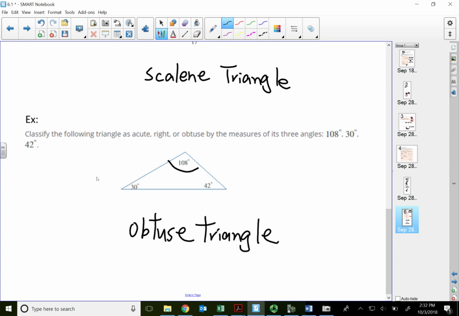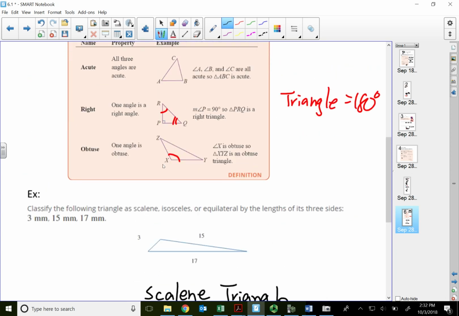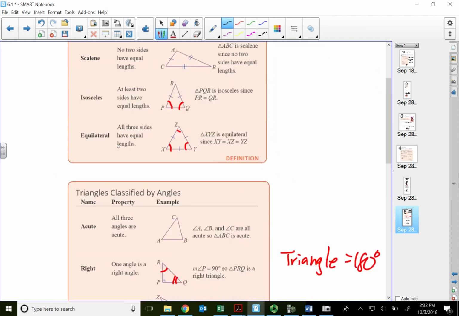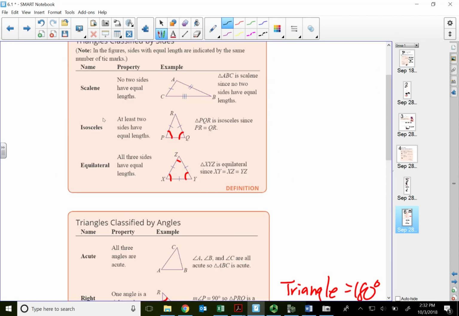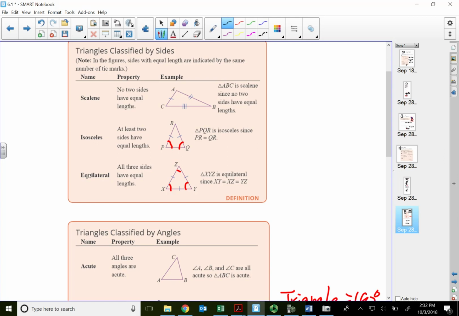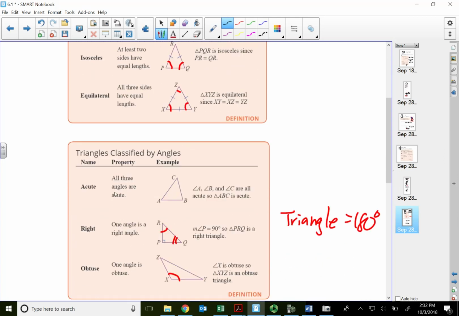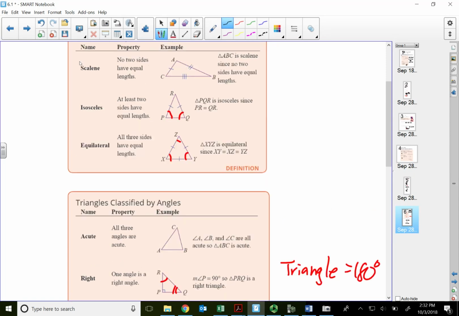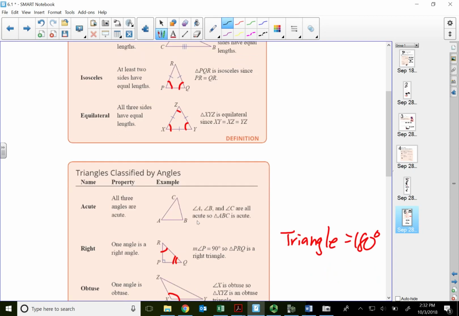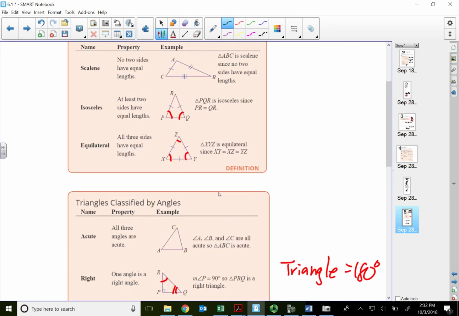We can basically summarize that there are 6 different classifications for triangles: equilateral, isosceles, scalene. We can have acute, obtuse, and right triangles. These are the most basic 6 classifications of triangles by their sides or angles.